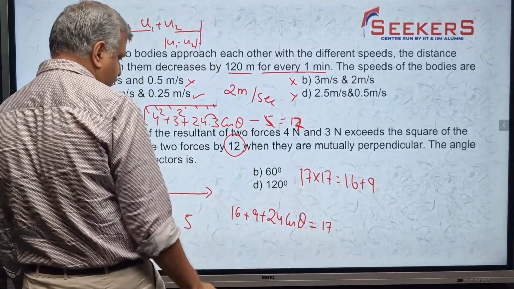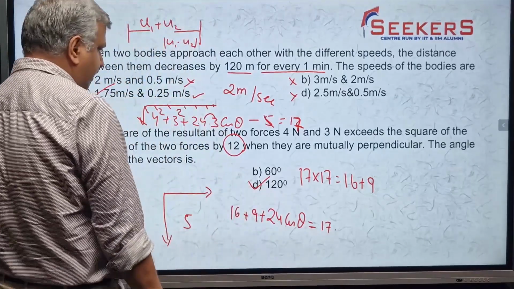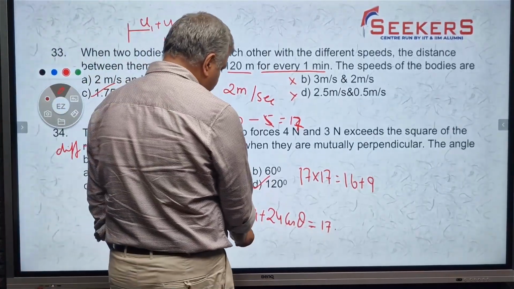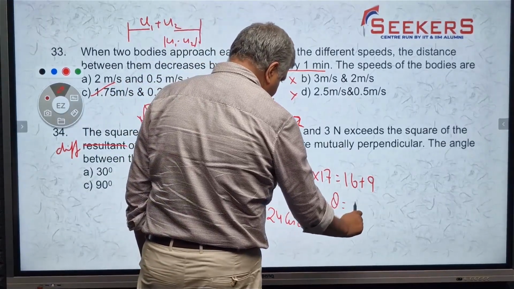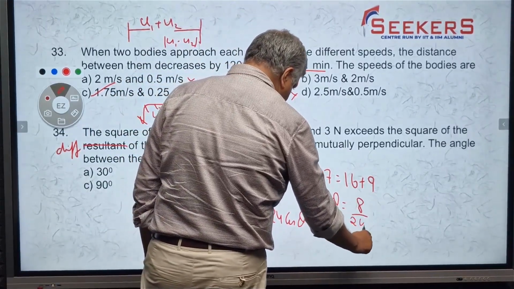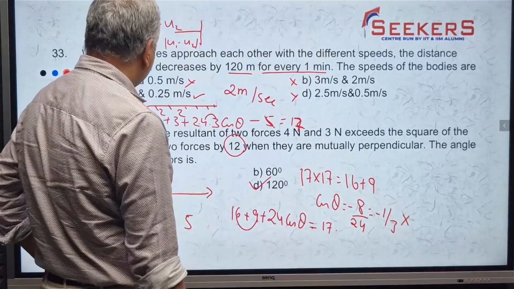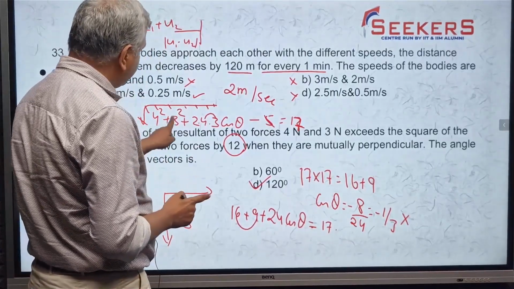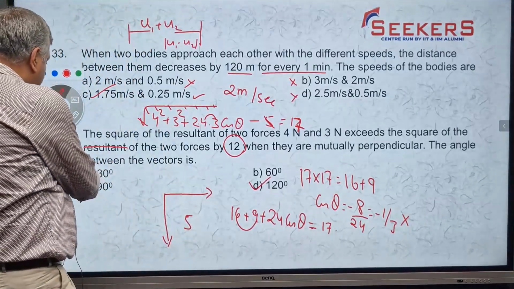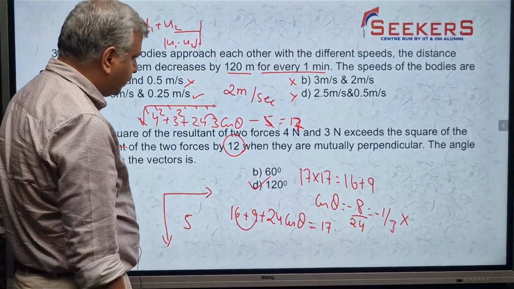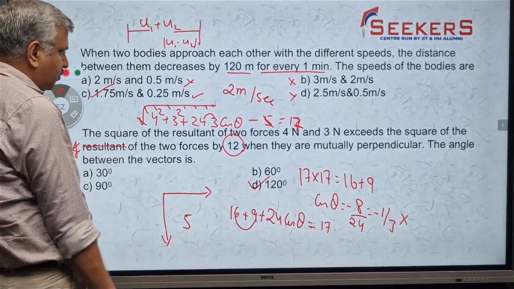So from there I can now say that if I take this side, cos theta is negative. Cos theta is negative only for angle greater than 90. Let us see if we are getting it. So 16 and 9 is 25. 8 it becomes. So cos theta becomes equal to negative 8 divided by 24. Yeah, so that is equal to negative 1 upon 3, which is not the answer. So the resultant of two forces A and B is the square root of a square plus b square plus 2ab cos theta. The square of this exceeds the resultant of the two forces by 12 when they are mutually perpendicular. Yeah, so we can just go for angle 120, but there is some issue here which we need to check.